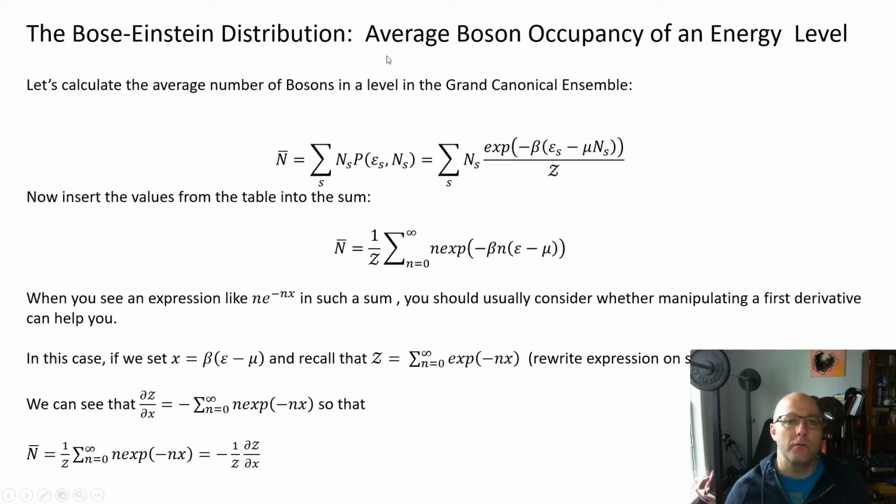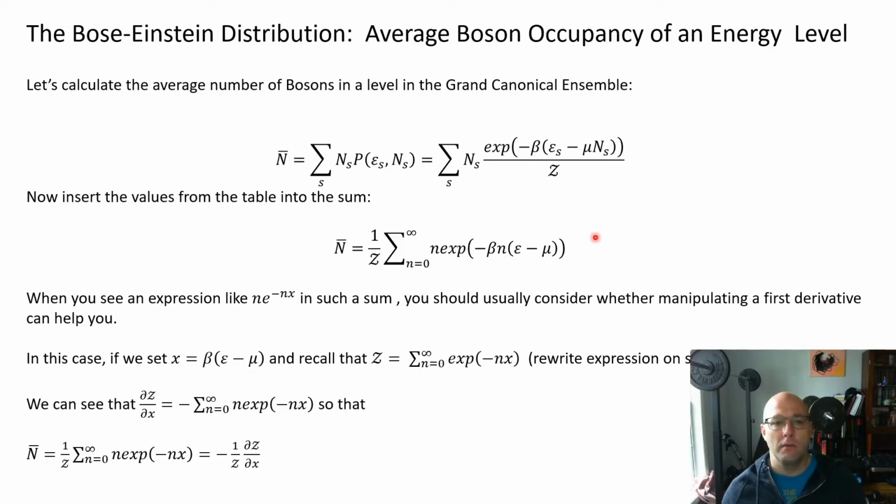Let's do the same thing for bosons that we did for fermions, namely let's calculate the average occupancy of the level. So this is just what it means to calculate the average. You take n_s and multiply it by the probability of E_s, n_s. And that's just this expression, which is the Gibbs factor divided by beautiful Z. We're still going to do that thing where we insert the possible values from the table. So now we're going to sum from n equals 0 to infinity, where n is now representing the number of particles in the system. We have this expression as well.